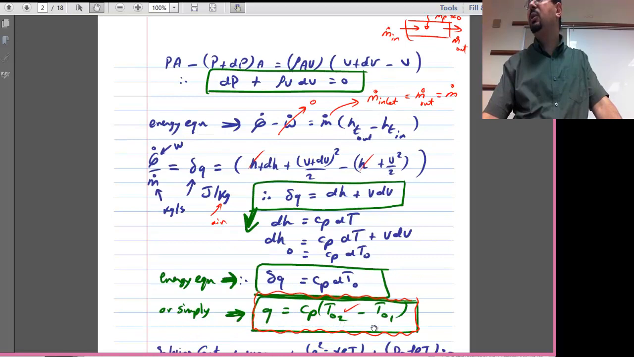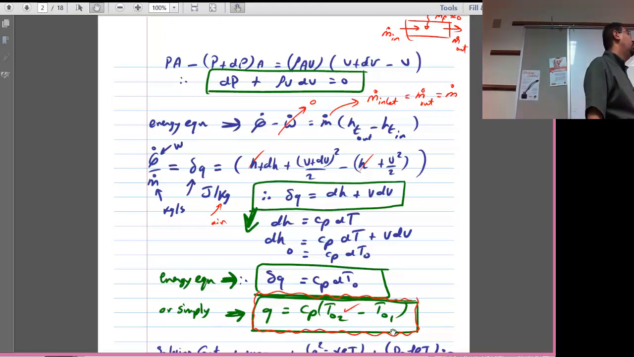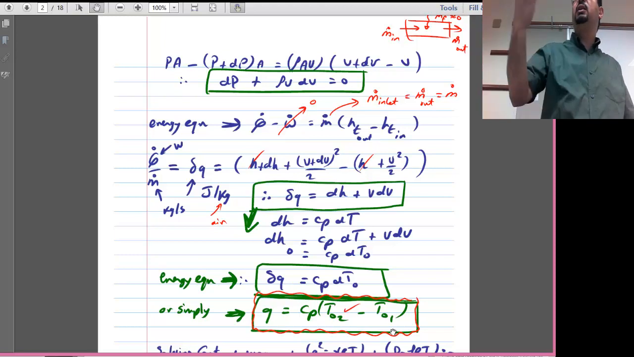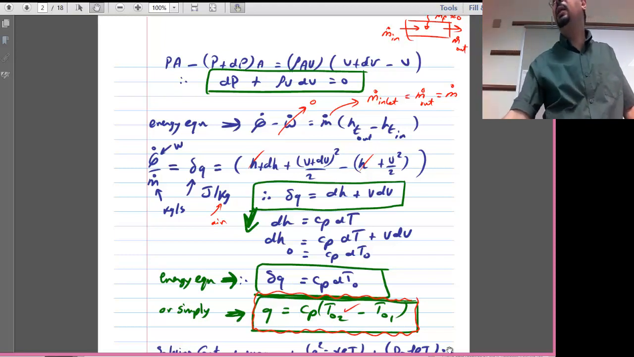Q is Cp (T naught 2 minus T naught 1). This equation is the equation that you have to write in every single problem. Just like in the expansion fan, we always start with turning angle equals nu2 minus nu1, and that's how we solve the problem. And in the Fanno duct, we say FL max equals FL max plus FLD. In any Rayleigh flow problem, you have to write this equation.